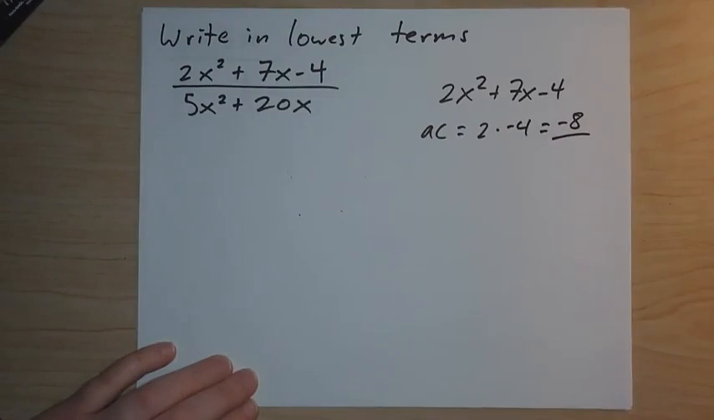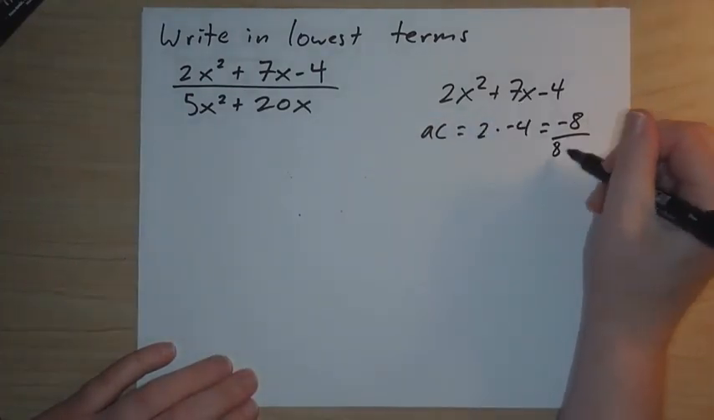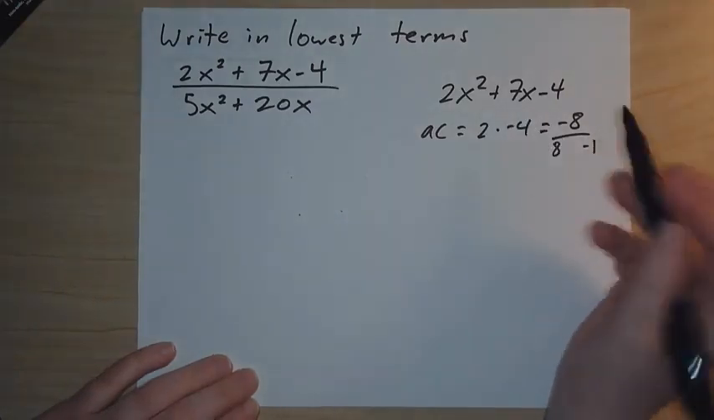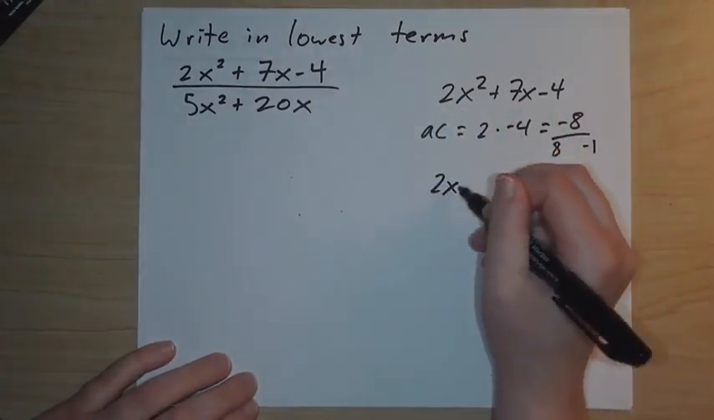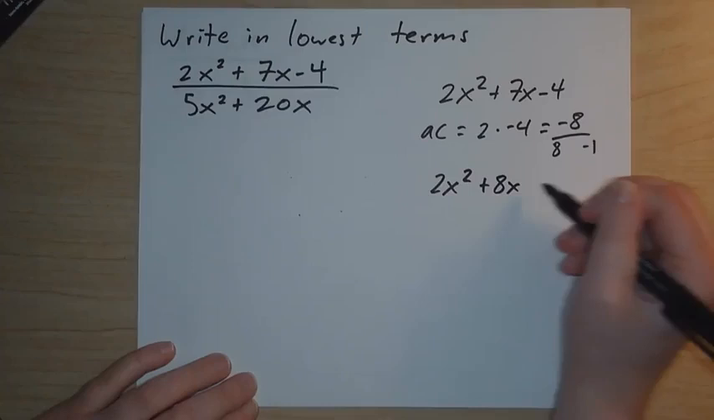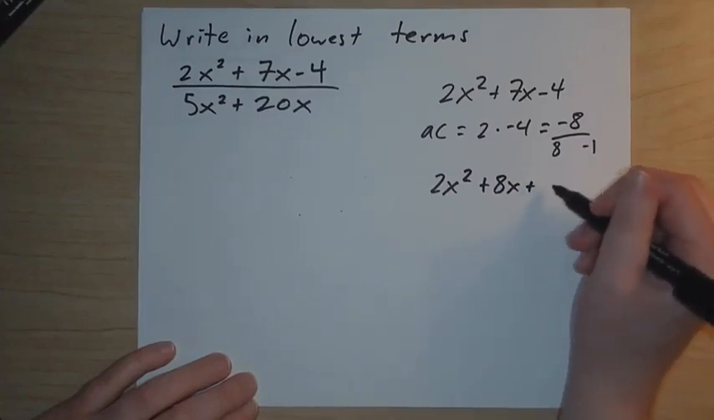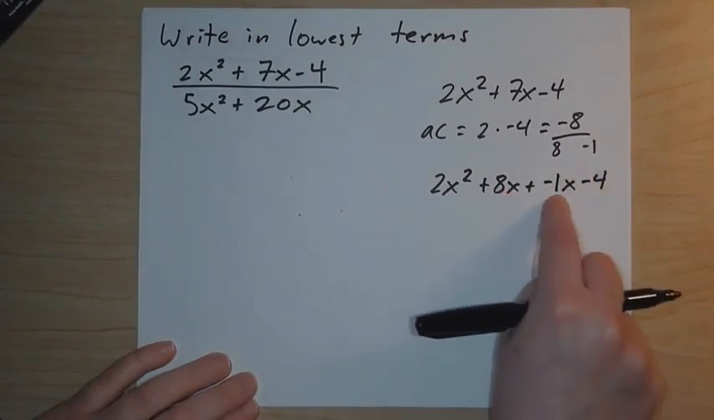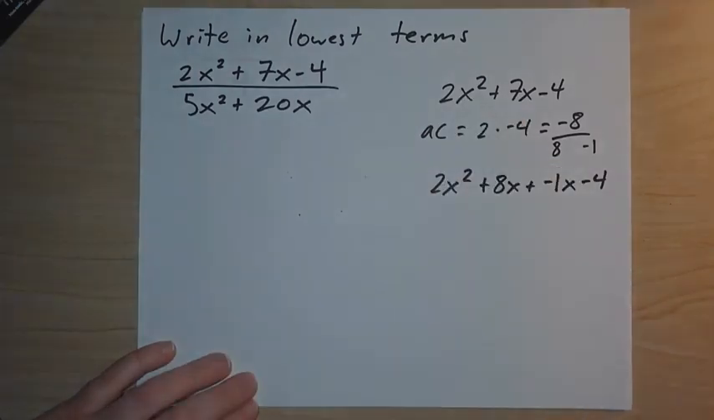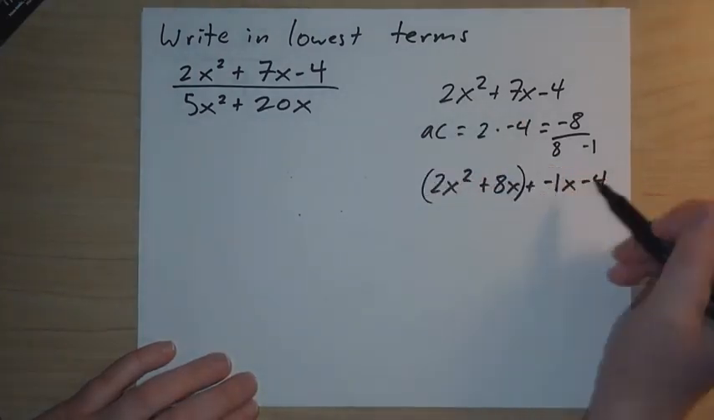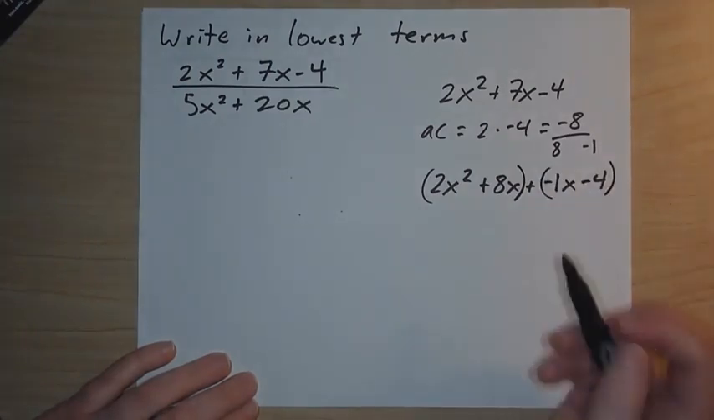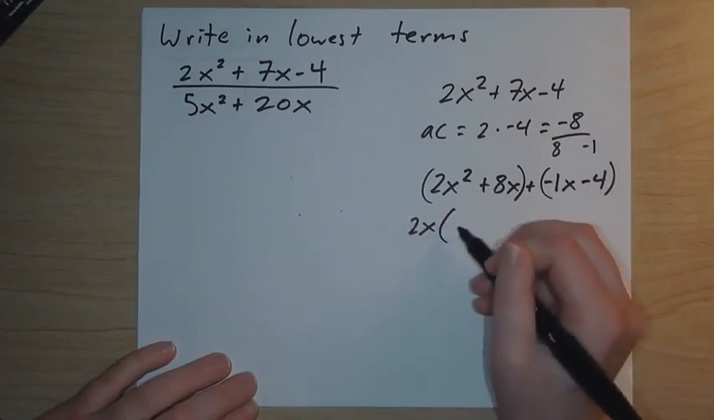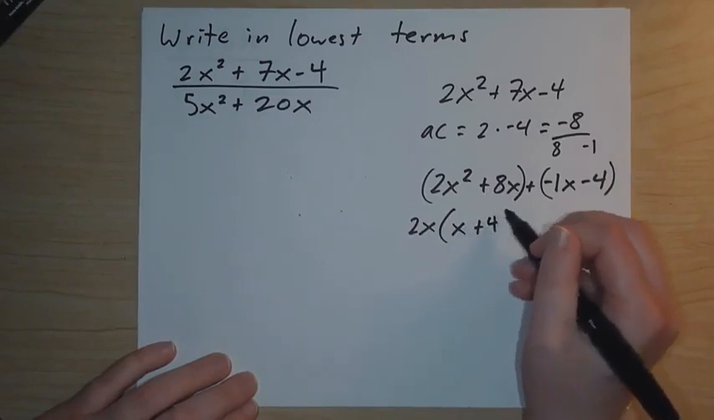Factors of negative 8 that add to 7 are going to be positive 8 and negative 1. So 8 plus negative 1 is positive 7. So we're going to rewrite this as 2x squared plus 8x plus negative 1x minus 4. So 8x minus x is 7x. Then we're going to take our groups like that and factor out what we can. From 2x squared plus 8x, we can take out a 2 and an x, so we're left with x plus 4.